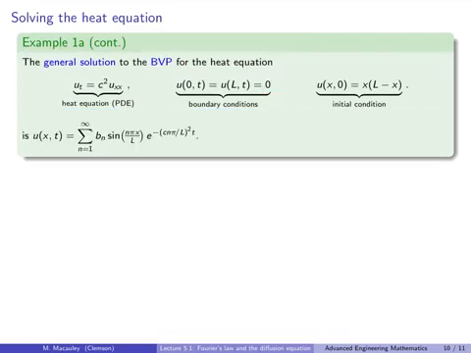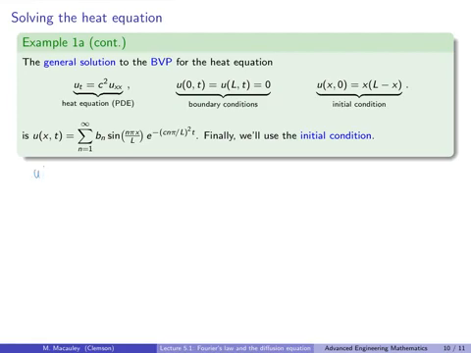Here is a summary of what we just did. Now we're going to use the one thing that we haven't done yet, and that's use the initial condition. And we're going to do this just like we always do it. We plug in 0 to our general solution and set it equal to the initial condition and solve for the coefficients. Okay, let's do it.